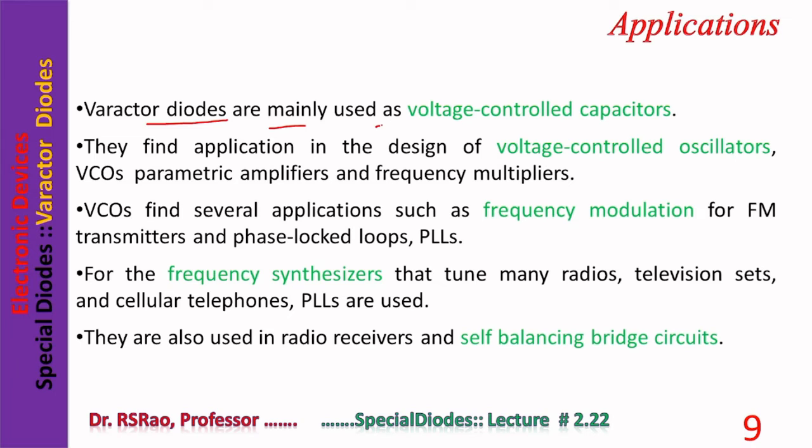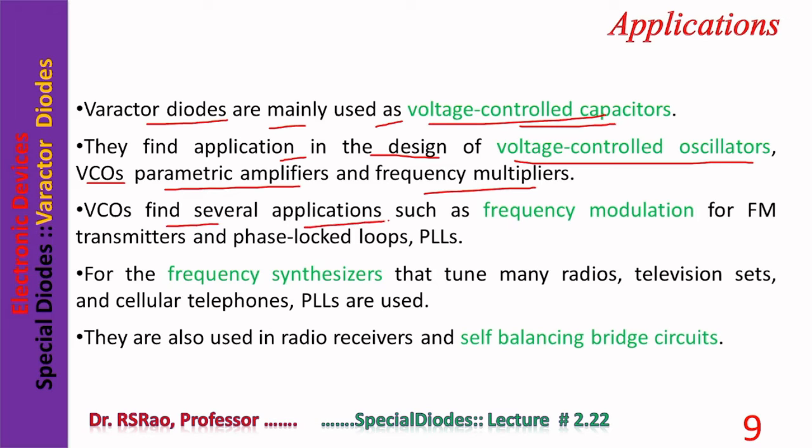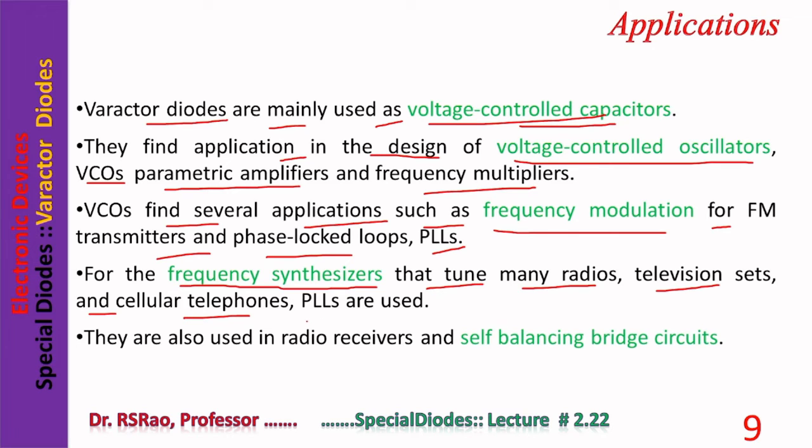Varactor diodes are mainly used as voltage controlled capacitors. Capacitors whose capacitance depends upon the voltage. They find application in the design of voltage controlled oscillators, VCOs, parametric amplifiers, frequency multipliers. VCOs find several applications such as frequency modulation for FM transmitters and phase locked loops, PLLs, etc. For the frequency synthesizers that tune many radios, television sets, and cellular telephones, PLLs are used.